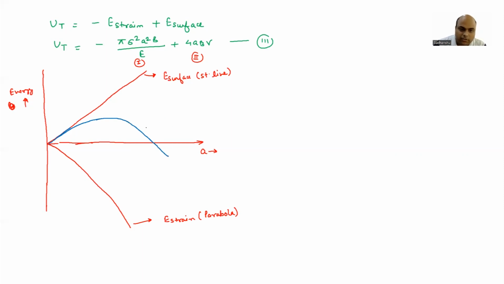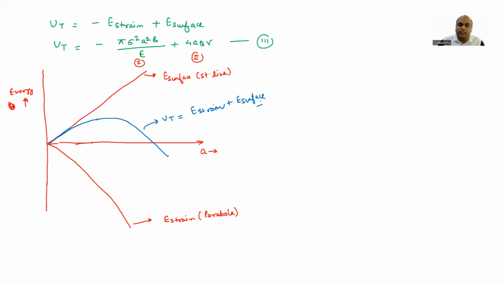Okay. So this is going to be UT, which is E strain plus E surface. Okay. So your total energy of the system is the blue line here.